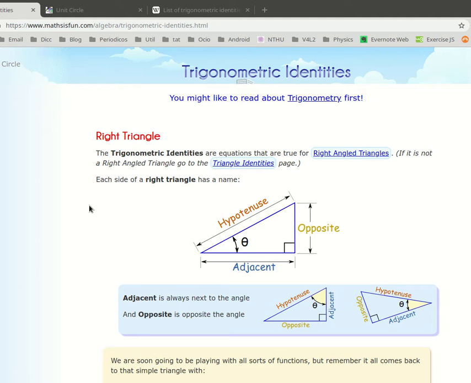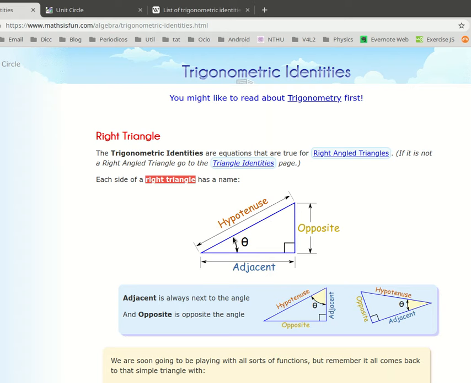So everything starts with the right triangle. The right triangle is the one that has two sides that form a 90-degree angle, and a hypotenuse. This triangle has, of course, three angles, and one of them is 90 degrees. The side opposite to the 90 degrees is called the hypotenuse.